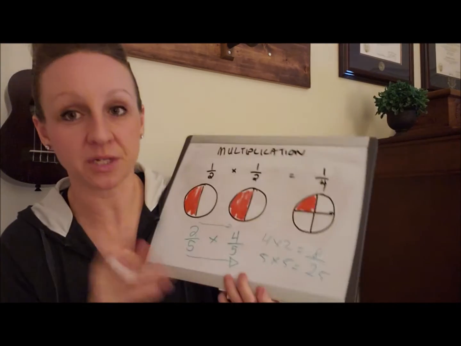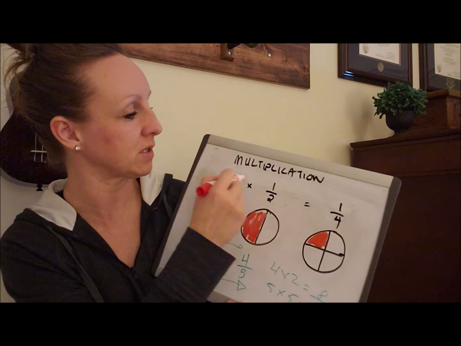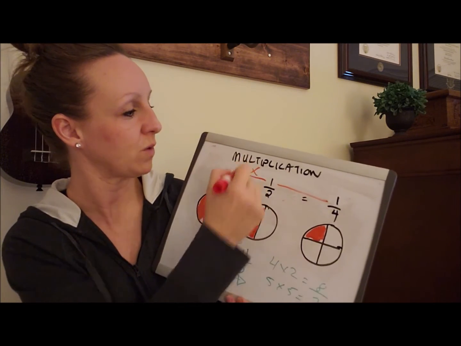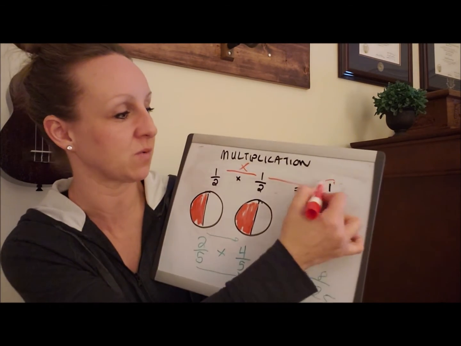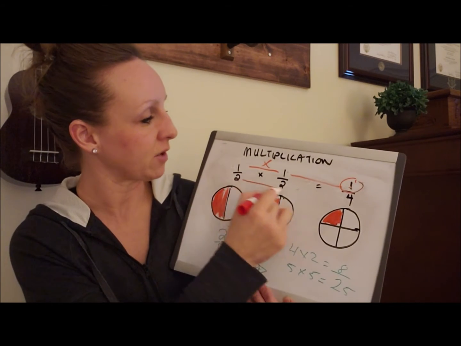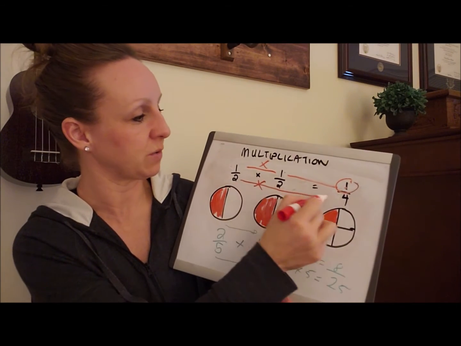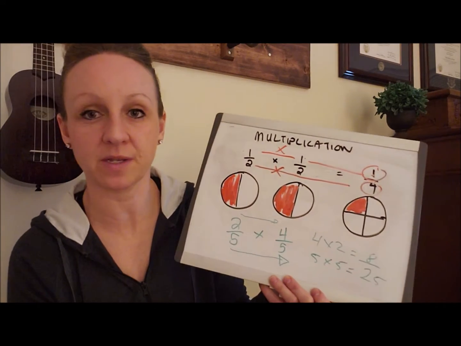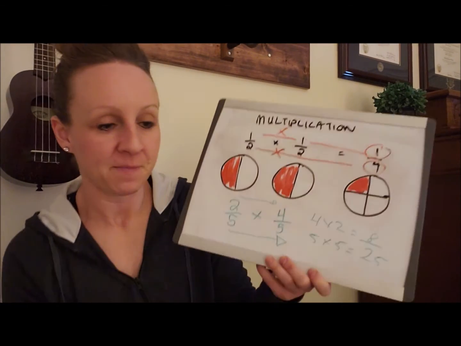I'll show you, let's look at the pictures after, but let me tell you why, right? Because we multiply the tops, we multiply across, we know that 1 times 1 is 1. So that's where my 1 comes from, right? 1 times 1 equals 1. I multiply across on the bottom. 2 times 2 is 4. So that's where my 4 comes from. That's why it's 1 out of 4.